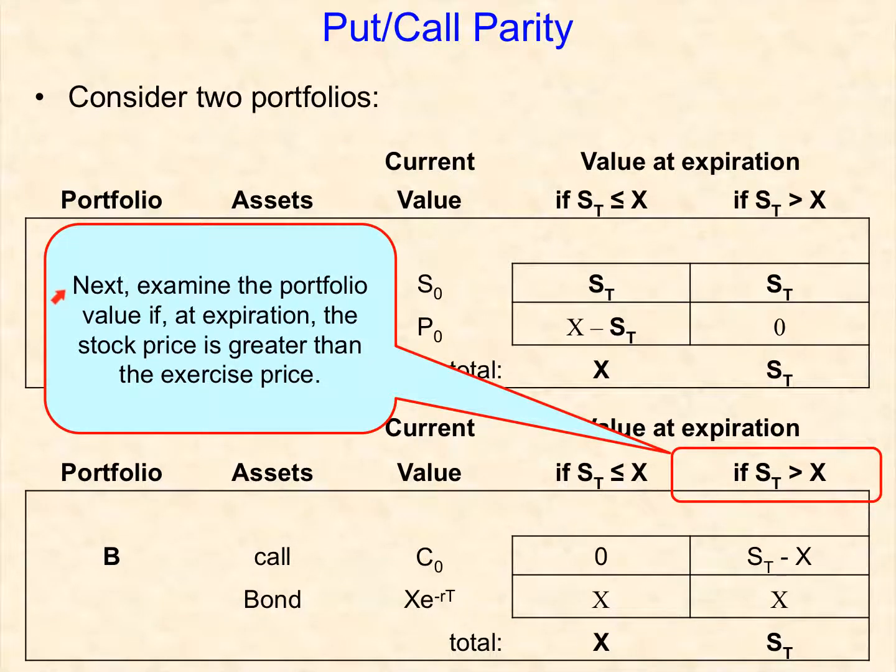Now we look at Portfolio B if at expiration the stock price is greater than the exercise price on the option. This scenario here on the right.